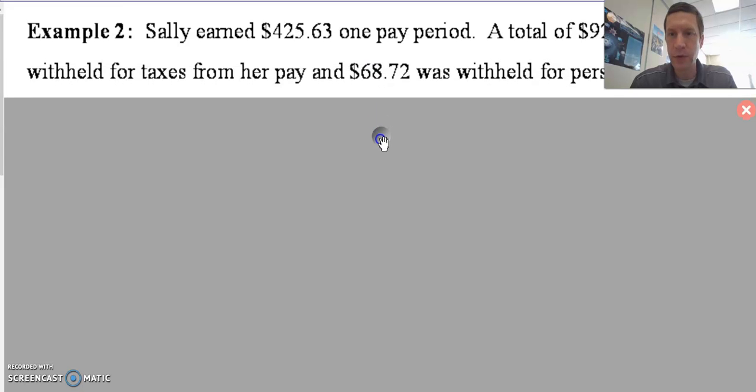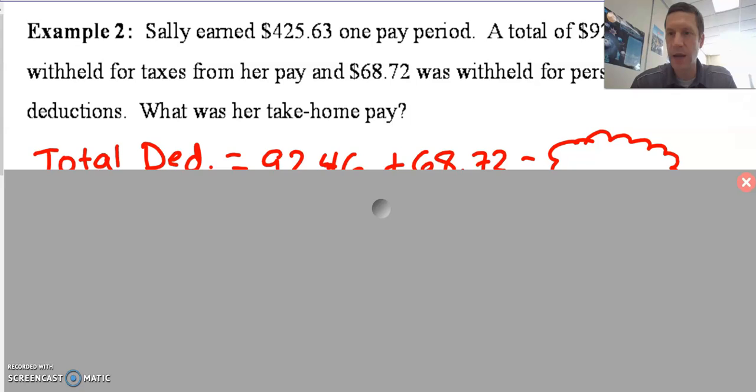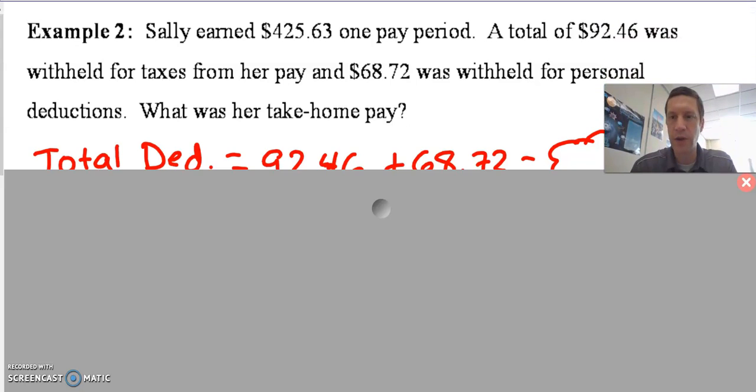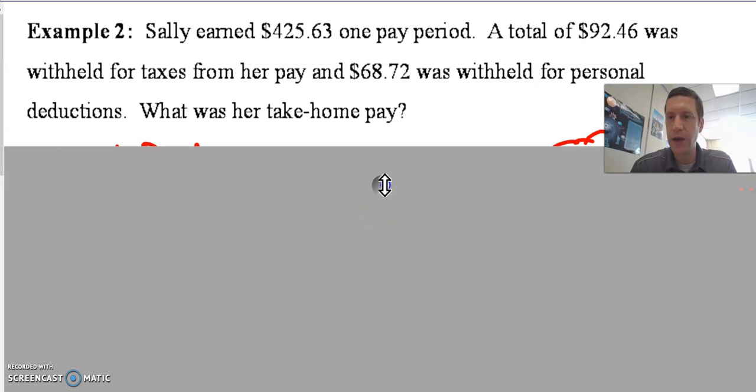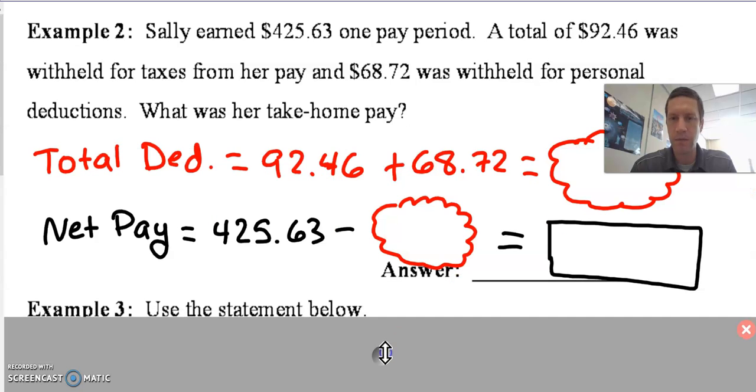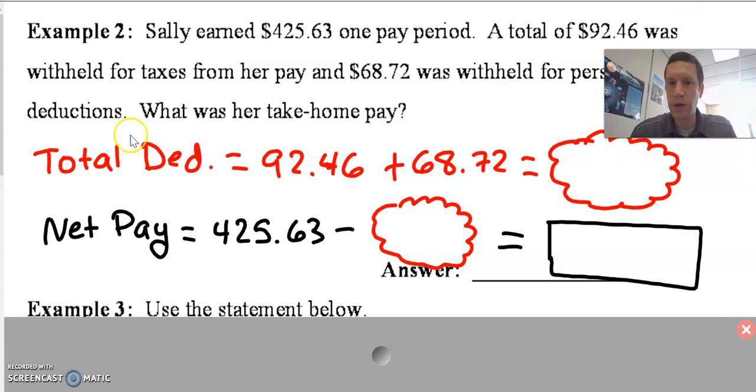So if we look at example 2, let's try one more. Sally earned $452.63. She had $92.46 withheld for taxes and $68.72 withheld for personal deductions. Why don't you guys go ahead and try this one? You can pause it and try it. It's essentially the same problem. And I'll let you guys fill those numbers in, but there's the work for it. First total deductions, and then we find our net pay, or our take-home pay.